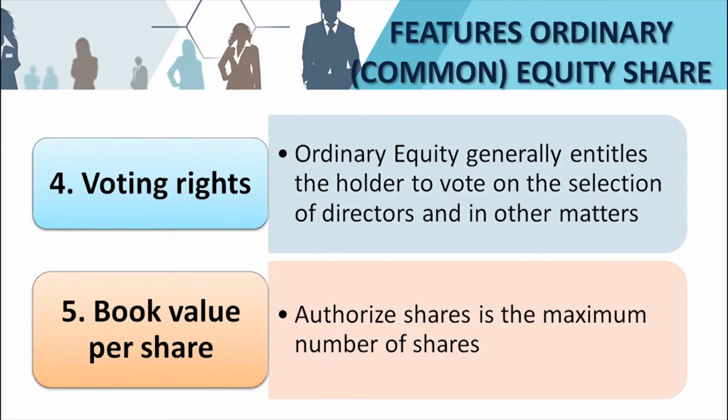So, the fifth feature is the book value per share. The accounting value of ordinary share is equals to the ordinary share equity divided by the number of shares outstanding. So, yun yung book value per share.